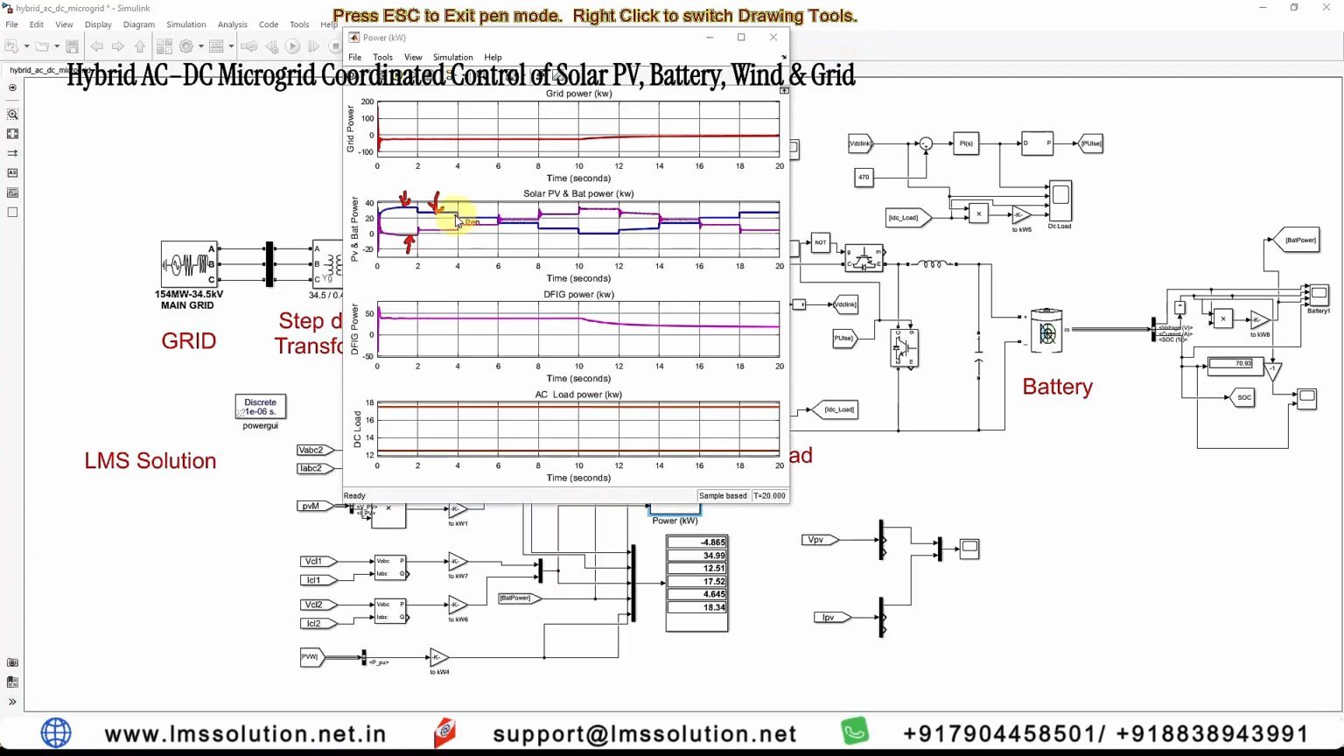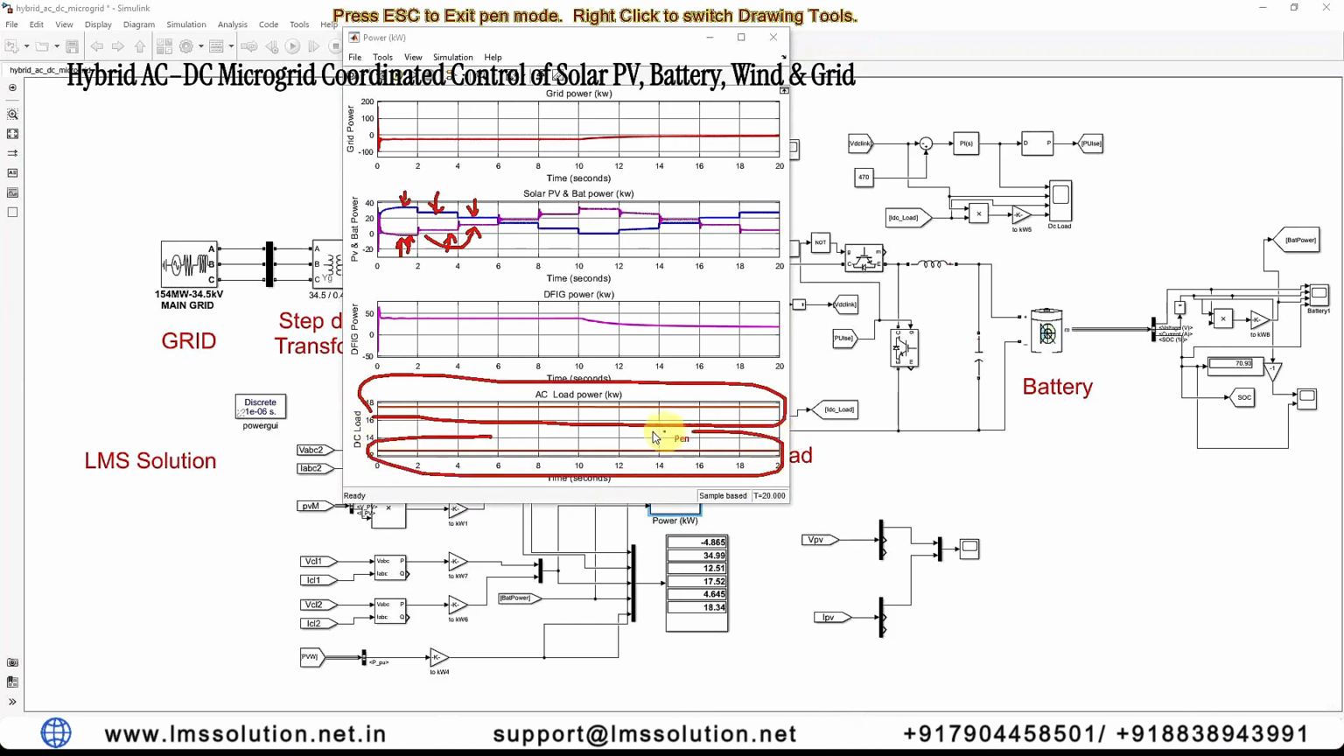Because of this reduction in the radiation, what happened to the battery power? The battery moved from the charging stage to the discharging stage because of the power reduction in the PV panel. Because of the radiation change, there is a coordinated control between the solar PV and the battery system. And here you can see that the load is continuously getting power from the AC and DC microgrid.